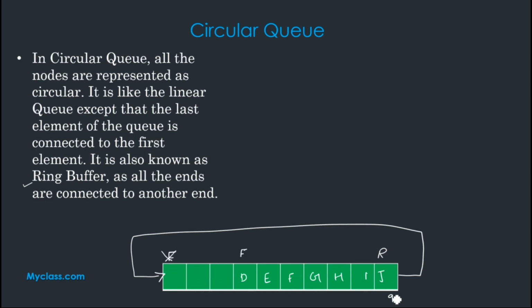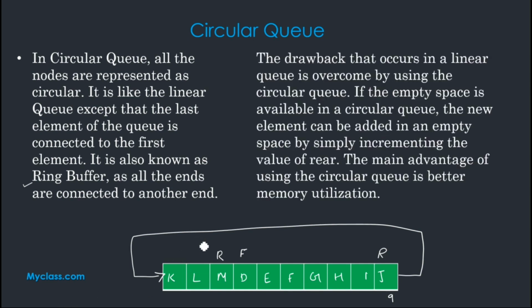Okay, not this position. We are only inserting at the rear side, but if rear reaches the n-1 condition, or the last element of this queue, and the front side is free, then we can insert elements at the front side also. Okay, now the rear is pointing to here and we can insert more elements at this position. Now rear is here and we can do like this also. Okay, so that is the concept of circular queue. If there is space in the front side, we can insert at that side also.